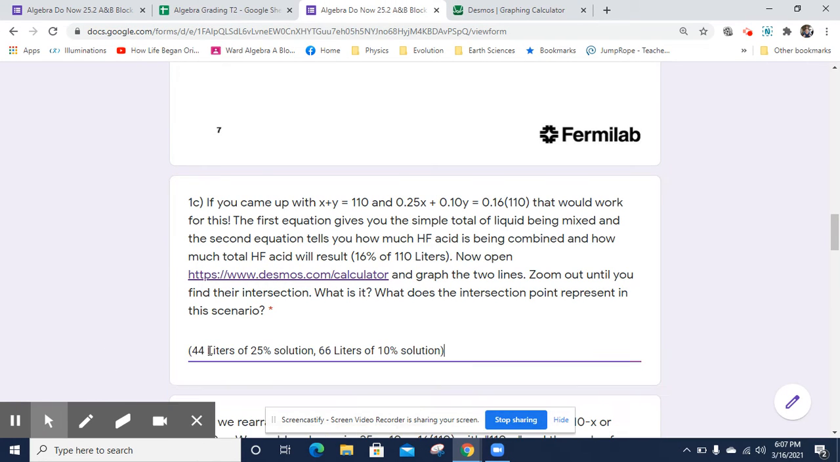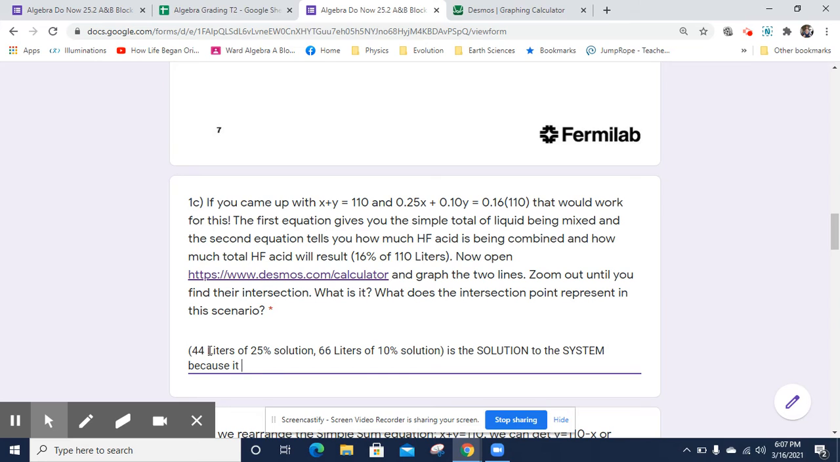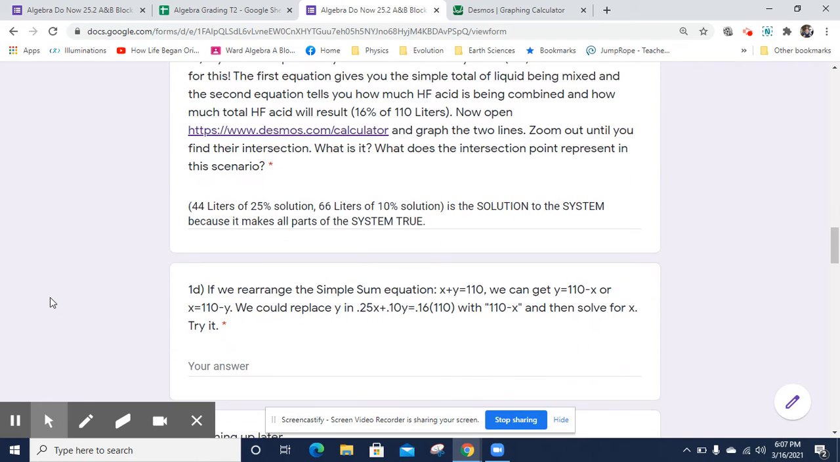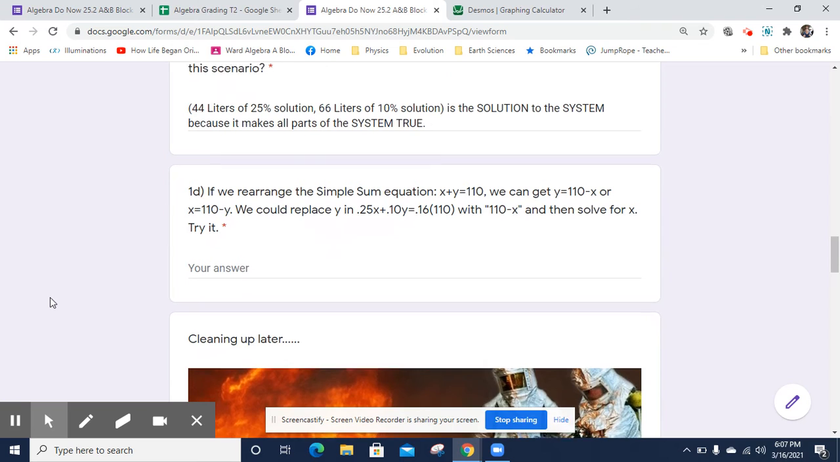So here we go. The solution of the system of equations is this. So this is the solution to the system because it makes all parts of the system true. And that's the key thing that makes something a solution. It happens to mean that it will intersect when you graph.